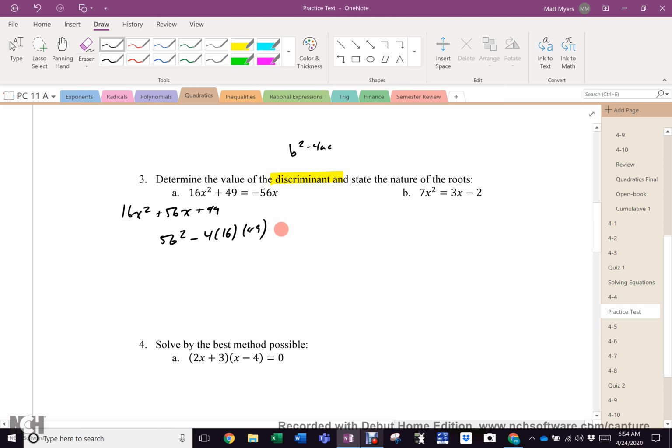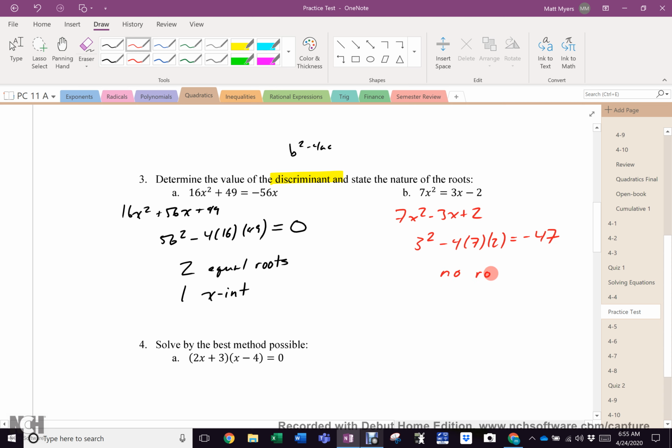Come over here. That is 7x squared minus 3x plus 2. Sorry, we'll write it out properly. 3 squared minus 4 times 7 times 2, which equals negative 47. Since that's negative, that has no roots.